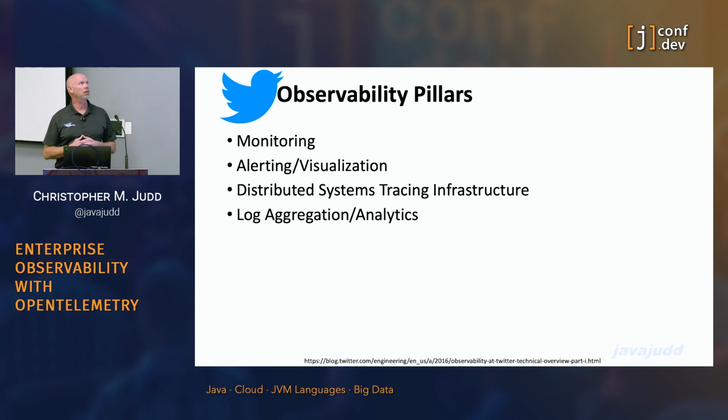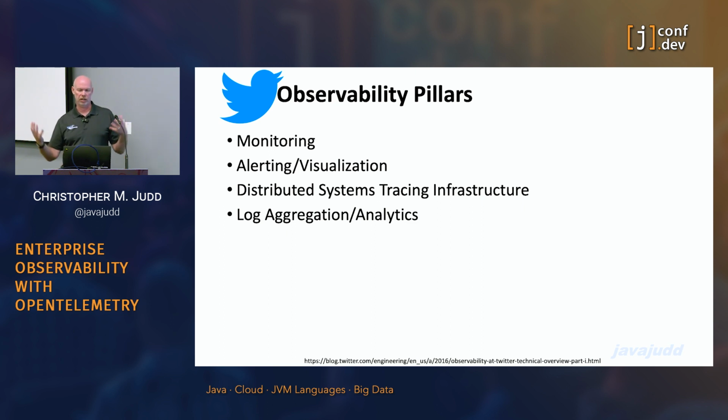In 2016, Twitter put out observability pillars that they use, and they focused on monitoring, alerting, and visualizing. So alerting being notifying people when there are problems, tracing, distributed tracing across all their components in their infrastructure, and then ultimately aggregating all the logs from their microservices in their infrastructure and performing analytics on that.